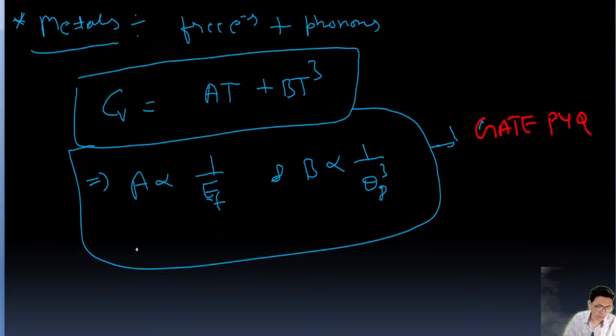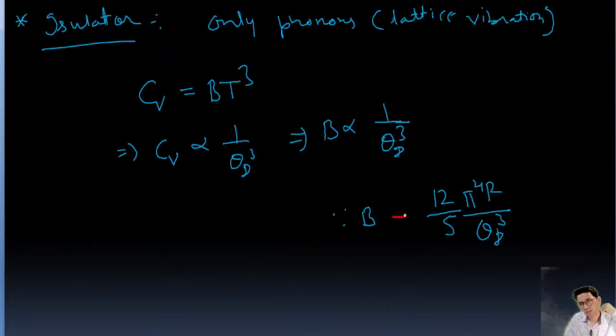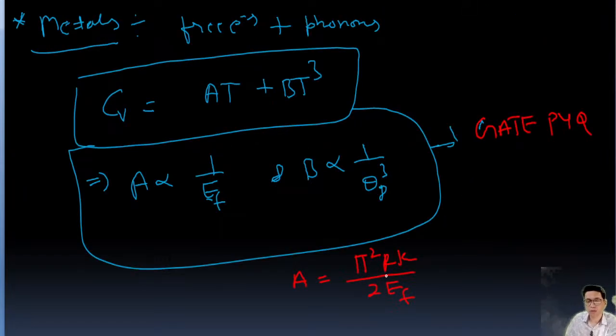Okay, so this is a GATE PYQ. We know the value of A, right? The value of A is pi square RK upon 2 EF, where EF is the Fermi energy. And the value of beta I have already written: this is 12 upon 5 pi to the power 4 R upon theta D cube.